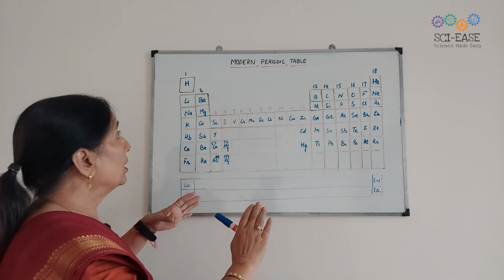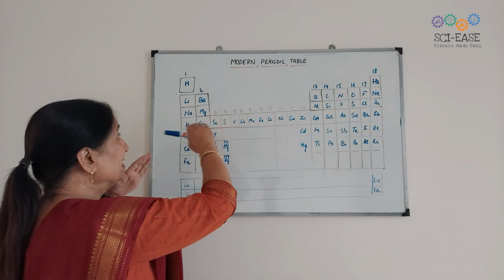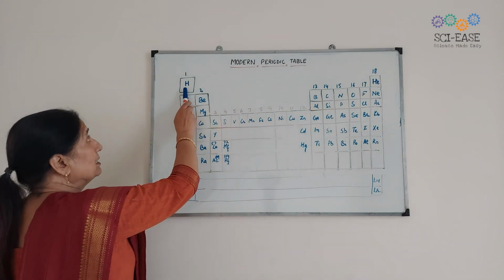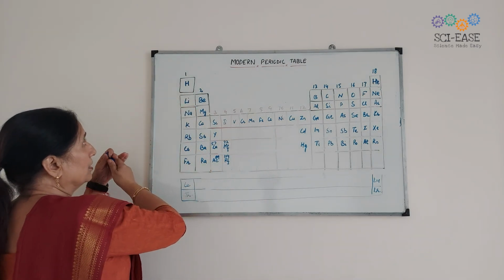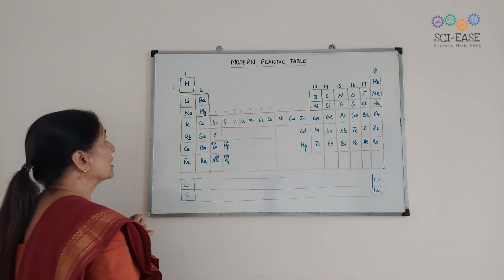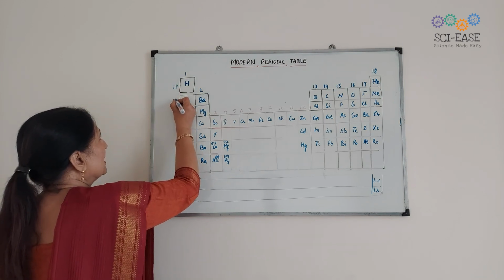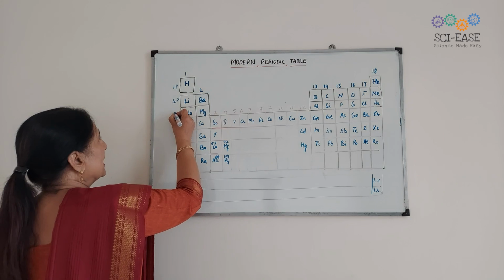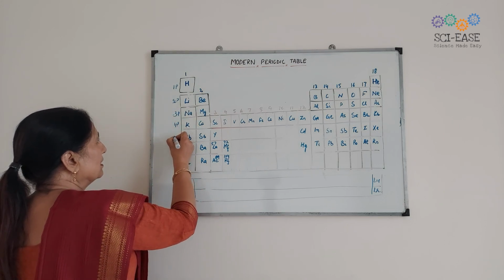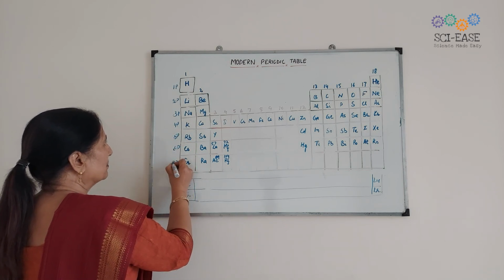Okay. So, in the modern periodic table, what you will see is that elements are arranged in increasing atomic numbers. Like in the first period. So, there are 7 periods. This is the first period. Okay. This is the first period. This is the second period. Then third period. Fourth period. Fifth period. Sixth period and seventh period.